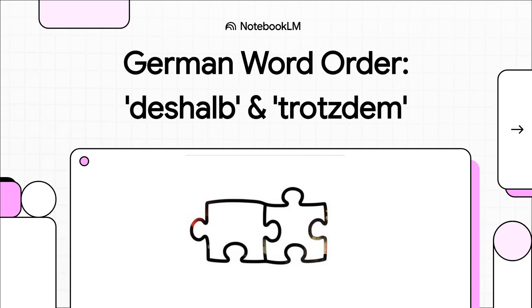Hey everyone, and welcome! Today we are going to solve one of the most common puzzles in German grammar, and it has to do with two little words, deshalb and trotzdem. So let's just dive right in and crack this code together.